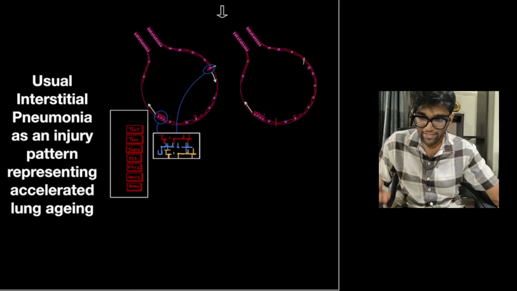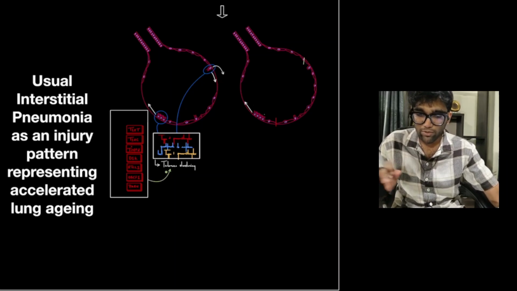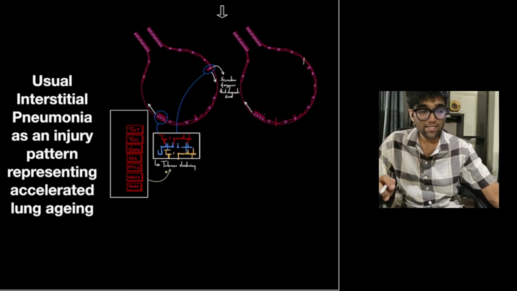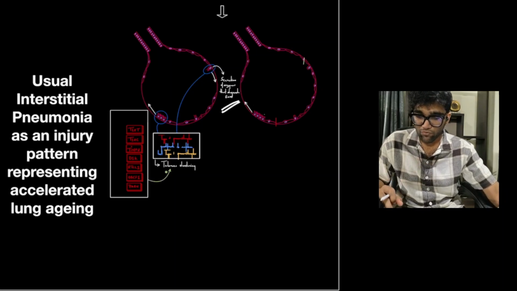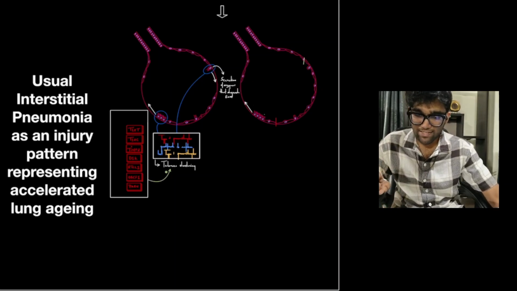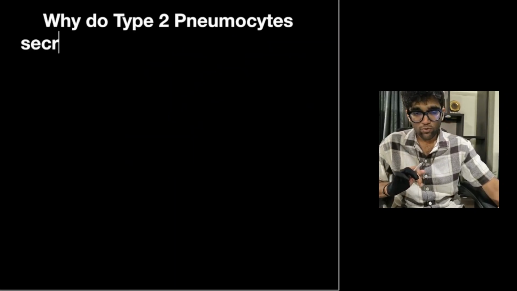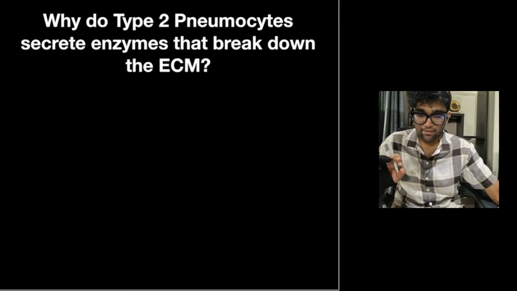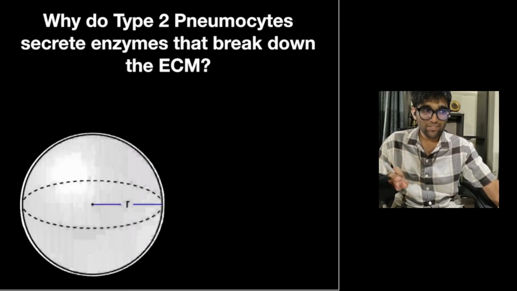Okay, so what ends up happening is that as these type 2 pneumocytes proliferate, they also produce enzymes. And what enzymes? They produce and secrete enzymes that degrade the extracellular matrix. Now, why do they want to degrade, or rather the term want can't be used because these are not sentient things, but why is this important? How does this help? So I'll just explain this to you. Type 2 pneumocytes secrete enzymes that break down the ECM, because it's actually to do with math.